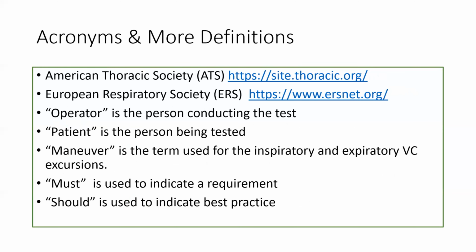Acronyms. The American Thoracic Society is the United States entity that governs and develops the guidelines for spirometry. The European Respiratory Society for Europe, and in 2019, the ATS and ERS jointly published the most recent version of spirometry guidelines. The operator is the person conducting the tests, and that is our target audience for today's class.